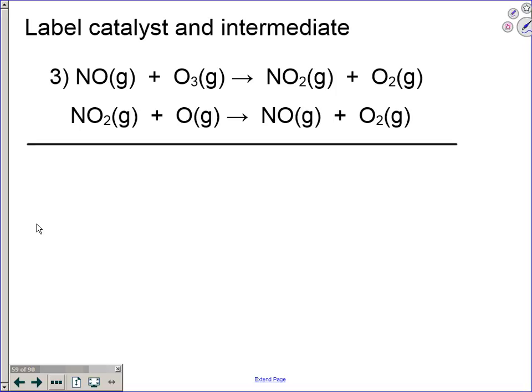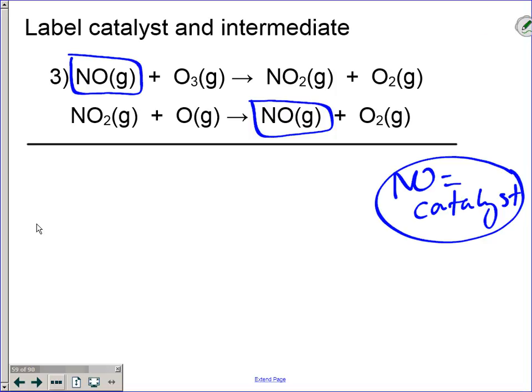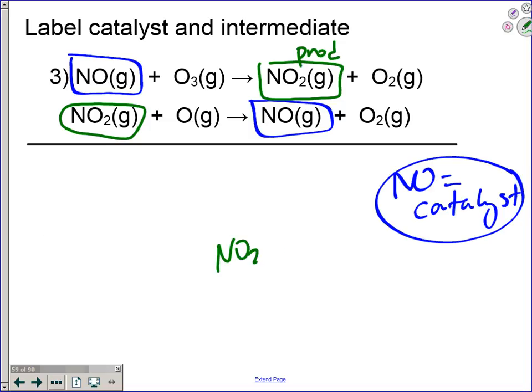Taz, give me one of them. Catalyst is nitrogen monoxide. Okay, so nitrogen monoxide shows up as a reactant. It's going to be then showing up as a product. So since it was never consumed and never really used, NO is a catalyst. Good. CJ, give me something else. So nitrogen dioxide is produced and then immediately consumed in the second step, so it's our intermediate.